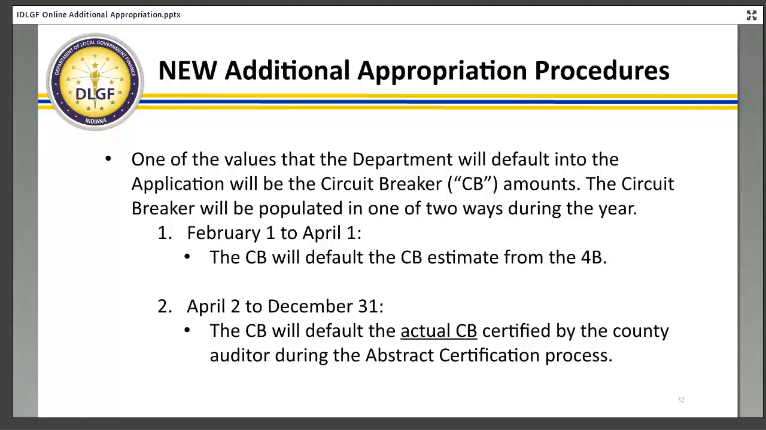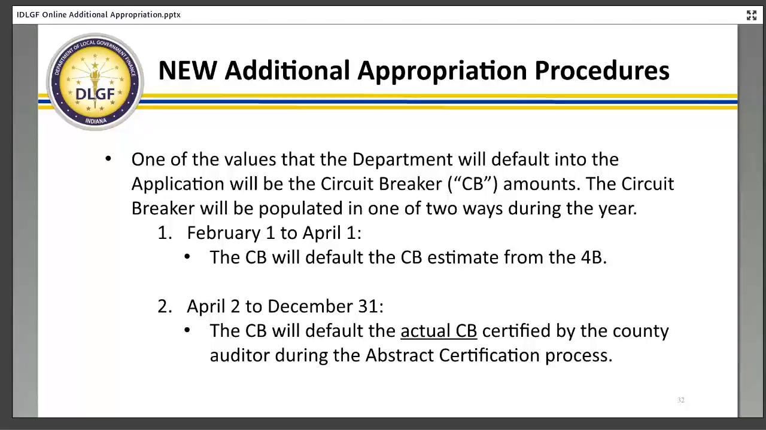The other line that we should have a discussion about, if the department's going to default information, is line 8, which is where the circuit breaker information is housed on the certified copy. Now, circuit breaker is an extremely complicated topic, worthy of its own 60-minute webinar discussing what it is and what it represents. For the purposes of this presentation, let's say that the circuit breaker is an amount of the levy that you're never going to collect.